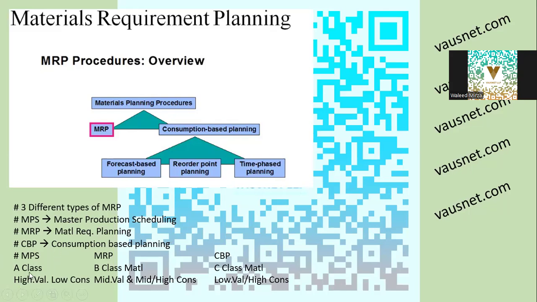What is the difference? MPS is for A class material, which is high value, low consumption. MRP, material requirement planning, that we're discussing, is B class material, mid value and mid to high consumption. CBP is consumption based, where it is C class material, low value, high consumption. Okay.